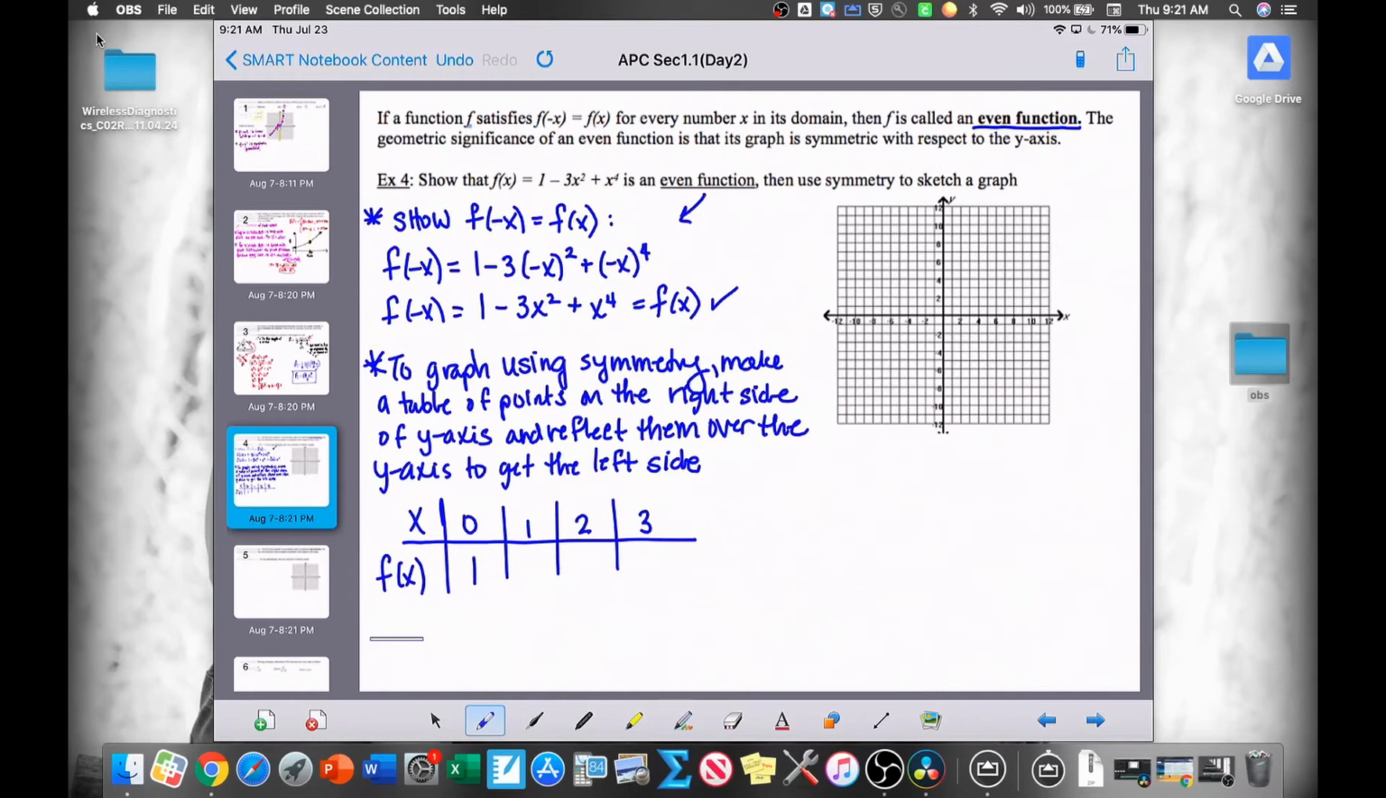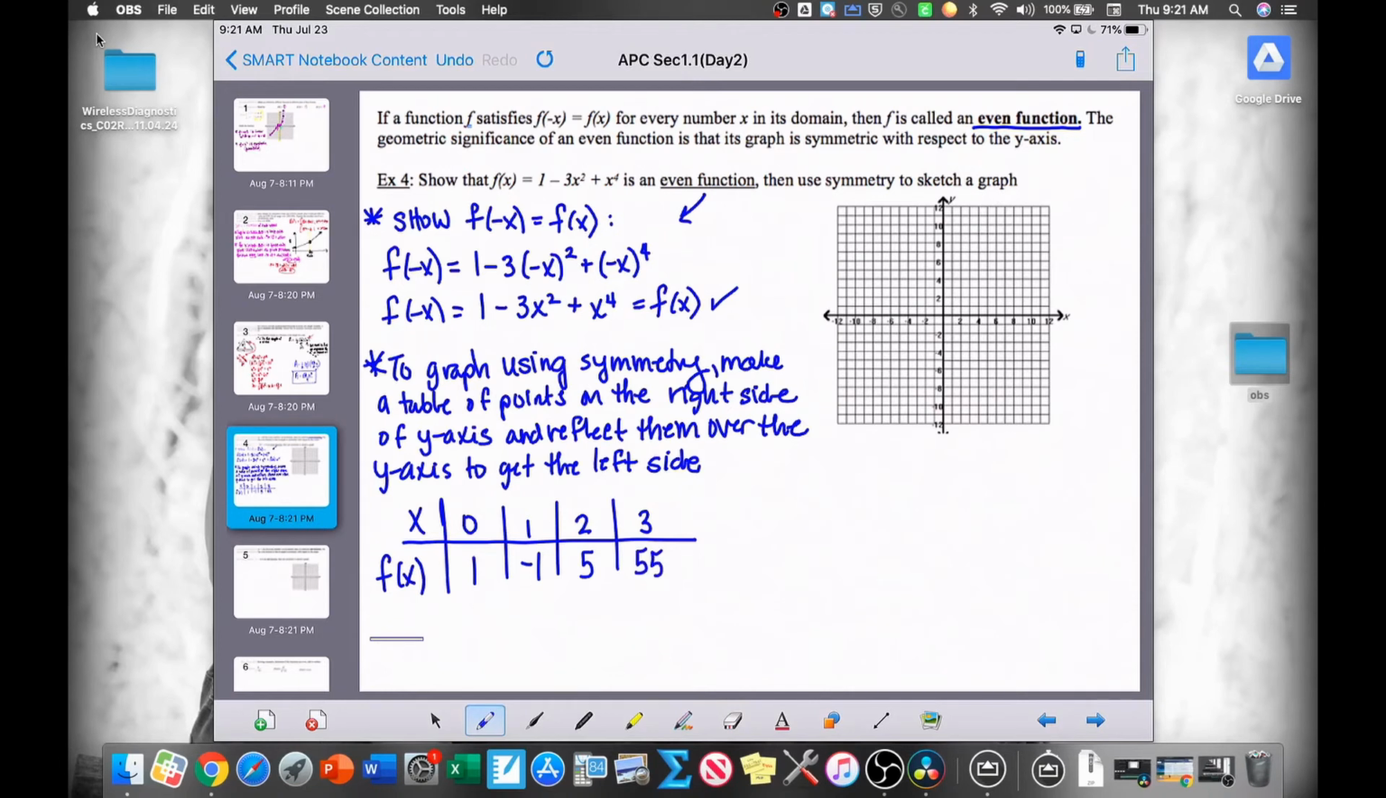When we plug in 1, 1 minus 3 times 1 squared: well, 1 squared is 1, times negative 3 is negative 3. So 1 minus 3, right now I'm at negative 2, plus 1 to the 4th is just 1. So negative 2 plus 1 is negative 1. And then I do the same thing with 2. When I plug 2 in, I get 5, and I do the same thing with 3. When I plug 3 in, I get 55.